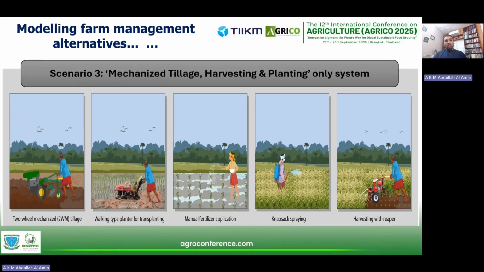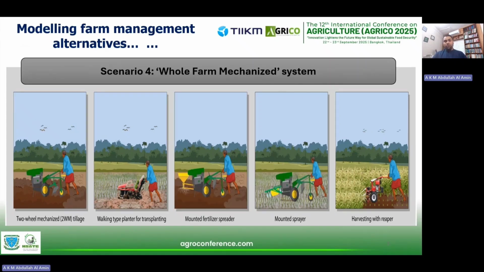The third scenario considered tillage, planting, and harvesting mechanized, keeping all other operations manual labor intensive. This is not yet scaled up in Bangladesh, which is under on-farm demonstration, and the country is trying to promote it. The other two scenarios are proposed scenarios Bangladesh hasn't yet experienced. The fourth scenario is the whole farm conventional mechanization with human drivers, where all operations are operated with machines having drivers working behind for smaller machines.